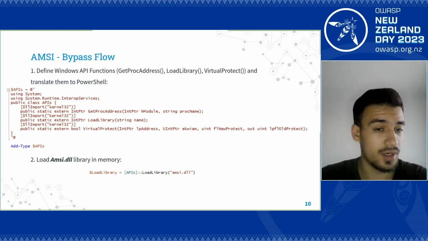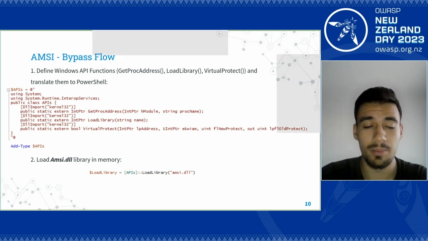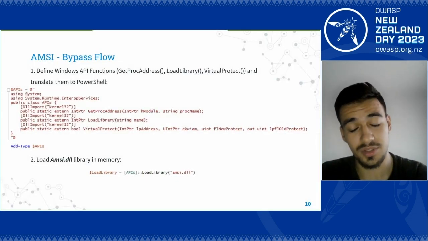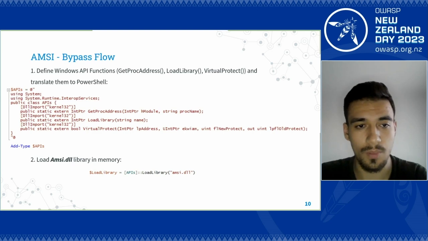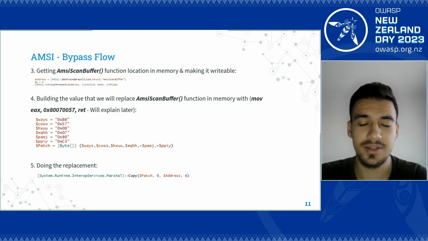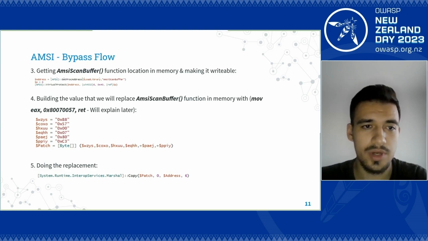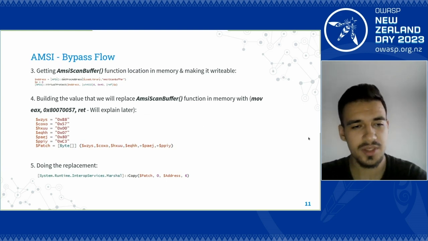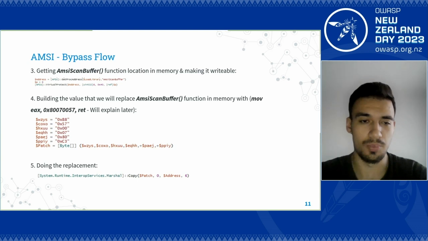And then using LoadLibrary, we'll load the AMSI.dll. Remember, we will play with the AmsiScanBuffer function, and we need the AMSI.dll library in order to manipulate that function. And we'll get the exact memory address of the AmsiScanBuffer function, and we'll use VirtualProtect to, as you can see here at the third step, make it writable. So in order to patch it.